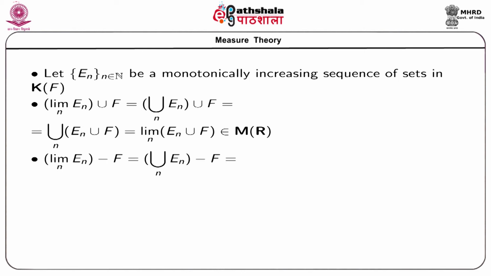If we consider the limit of n minus f, then this is equal to the union of n minus f, and this is again equal to the limit of n minus f, which belongs to MR. Here again the same logic is used, that n is monotonically increasing. So, this sequence of n minus f is also monotonically increasing, and all the sets belong to MR.